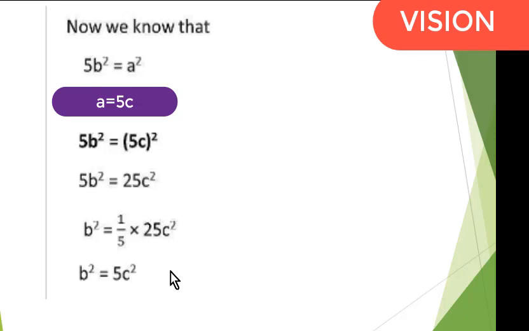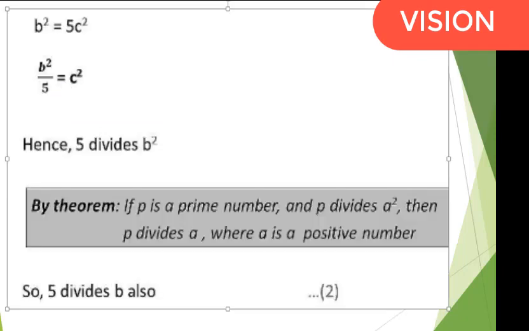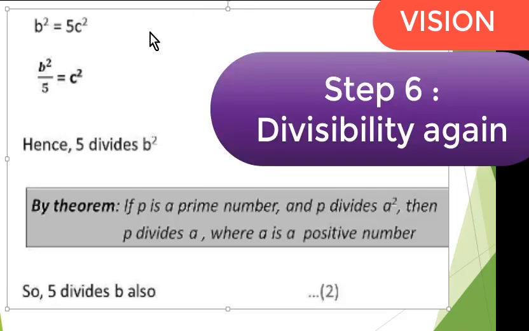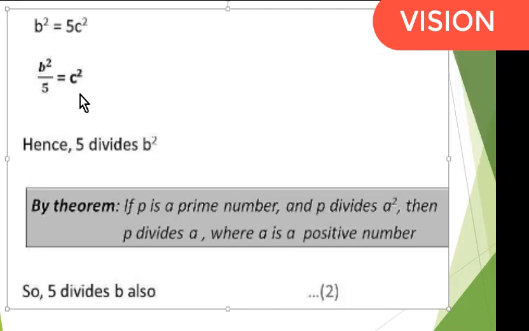Next, step number 6. Step 6 is divisibility. In divisibility, again we are dividing the b square equation, which is found in step 5, by 5. When we divide, we get b square divided by 5. In the RHS, 5 will get cancelled and we are getting the equation b square divided by 5 equal to c square. With the help of this equation we have to give a certain conclusion. Hence 5 divides b square.